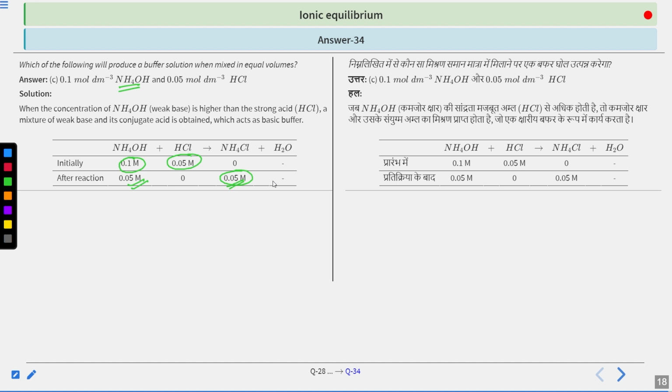So your answer comes out to be C, which is 0.1 mole per decimeter cube ammonium hydroxide and 0.05 mole per decimeter cube HCl.